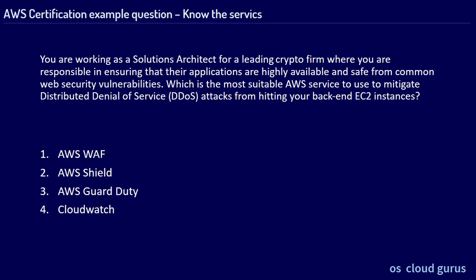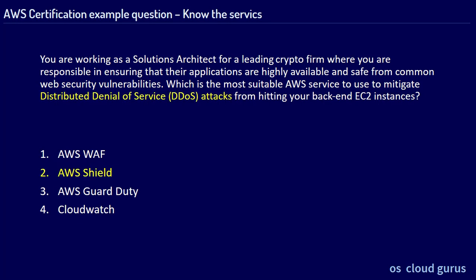Let's have a look at another example. You're working as a solutions architect for a leading crypto firm where you are responsible for ensuring that their applications are highly available and safe from common web security vulnerabilities. Which is the most suitable AWS service to use to mitigate distributed denial of service or DDoS attacks from hitting your backend EC2 instances? And you have 4 possible answers. Please think for a second and let's have a look at the correct answer.